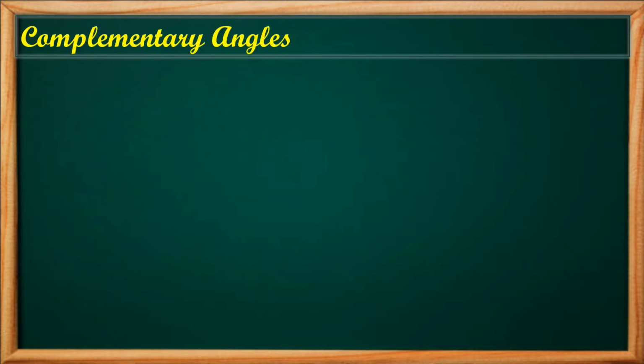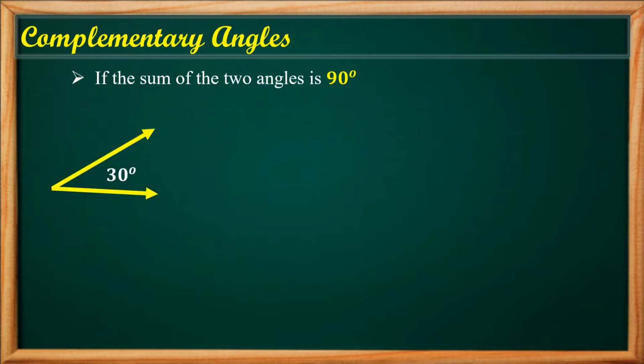Now, the first angle pair that we will discuss is the complementary angles. Complementary angles are two angles whose sum is 90 degrees. If we say sum, then we are adding. Next example, if we have an angle that measures 30 degrees, and another angle which measures 60 degrees, then by the definition of complementary angles, the sum of two angles. How many angles? There are two.